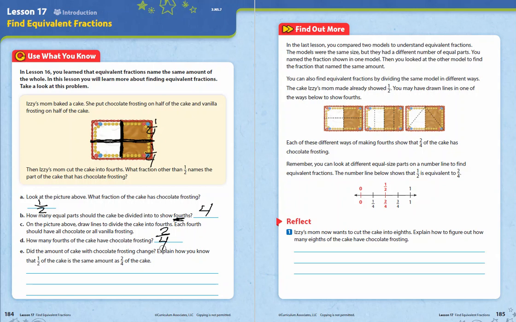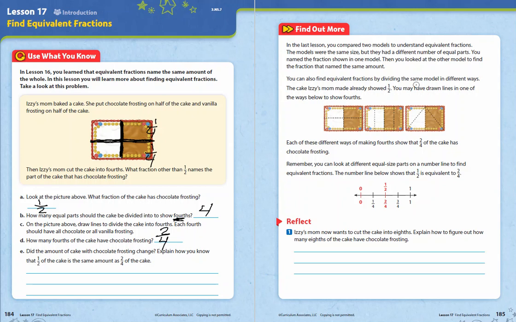So real quick, it did not change the amount of frosting. I want you to think right now, why did it not change the amount of the frosting? I'll give you a couple seconds. All right, so 1/2 is the same as 2/4 because the same amount of the cake is shaded. The only thing that changed was how many pieces the cake was cut into.